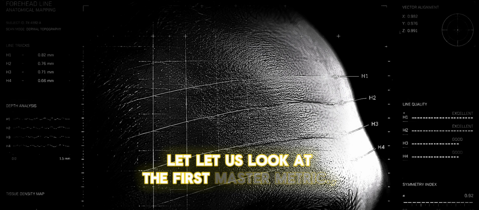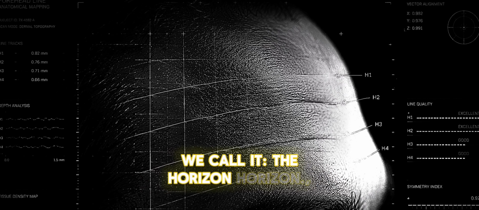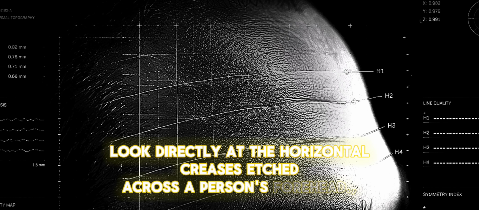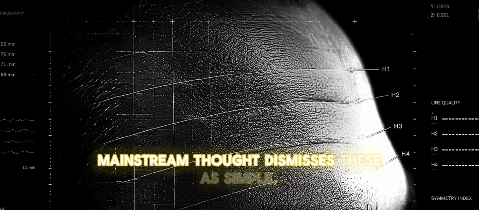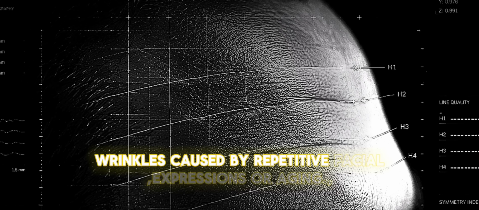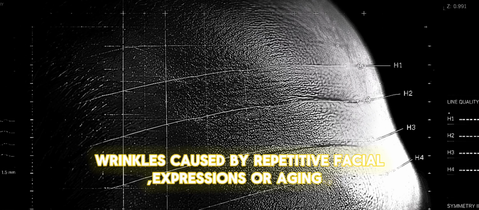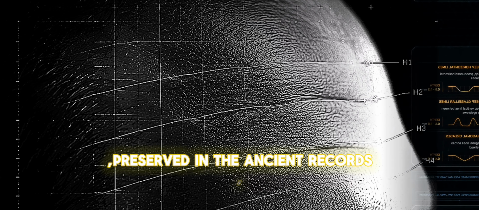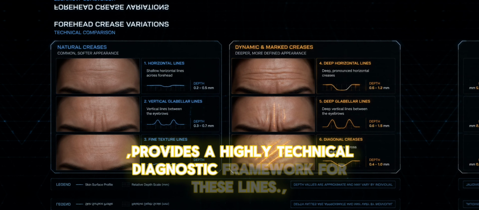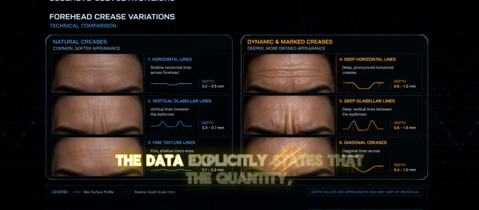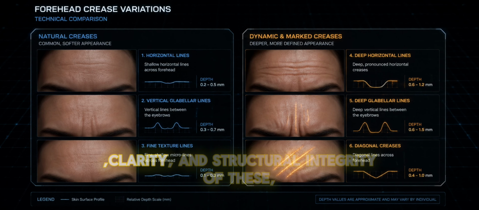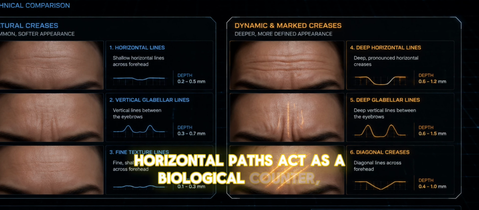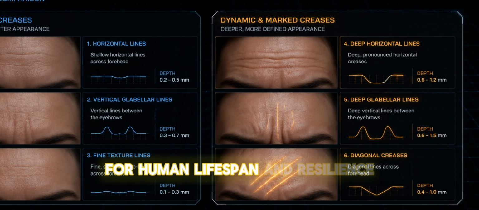Let us look at the first master metric. We call it the horizon. Look directly at the horizontal creases etched across a person's forehead. Mainstream thought dismisses these as simple wrinkles caused by repetitive facial expressions or aging. But the foundational structural text, preserved in the ancient records, provides a highly technical diagnostic framework for these lines. The data explicitly states that the quantity, clarity, and structural integrity of these horizontal paths act as a biological counter for human lifespan and resilience.